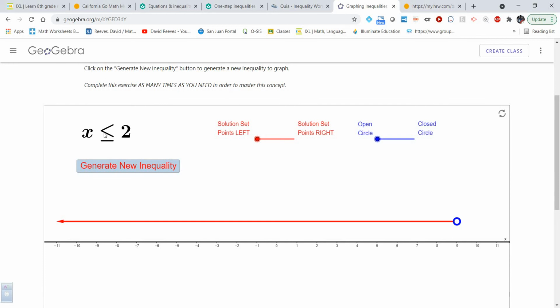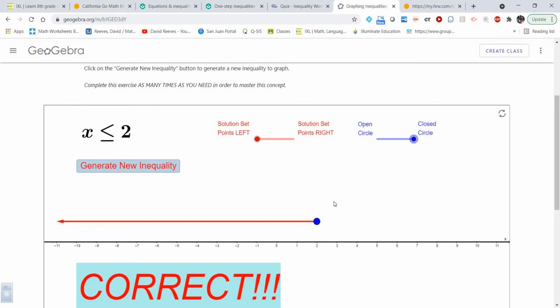So this one is x is less than or equal to 2. So I'm going to go ahead and move this to 2. All right, now notice it has the equal, right? So what do I want? I want a closed circle. x is less than or equal to 2.